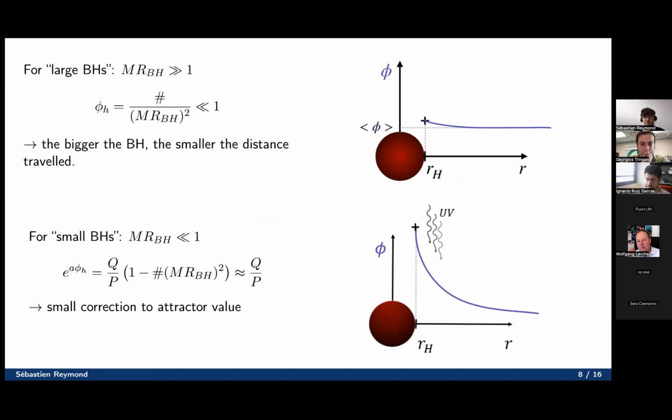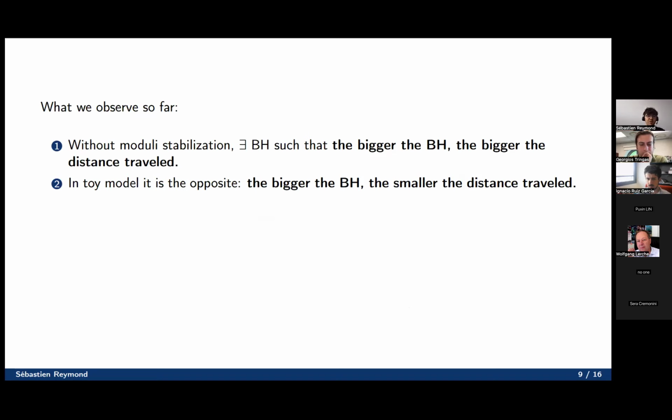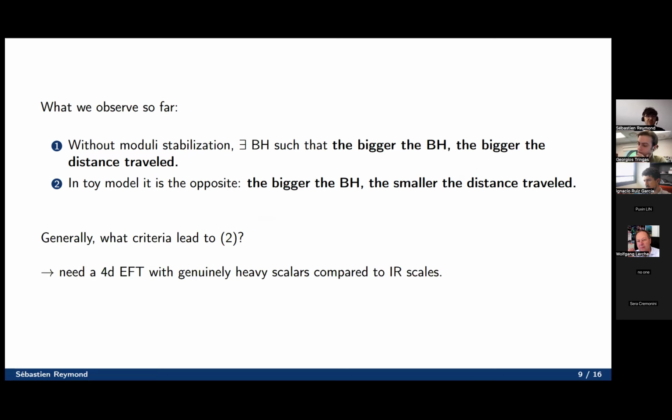Very good. So let me recap what I've said so far. What we observe is that without moduli stabilization, there exist black holes that have the following behavior: the bigger the black hole, the bigger the distance traveled. In the toy model, it's the opposite. The bigger the black hole, the smaller the distance traveled. And so from this observation, what we wanted to understand is generically, say in top-down or in string theory constructions, what criteria would lead to this second behavior.